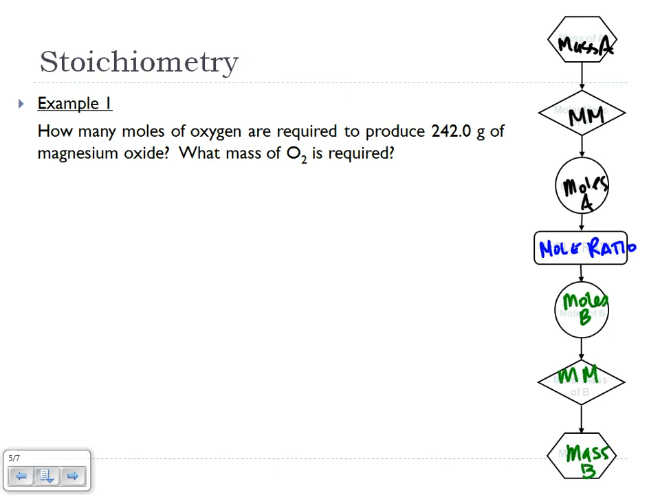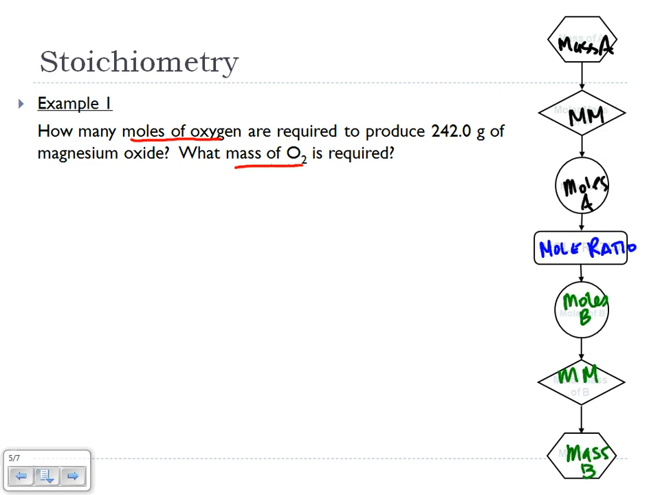All right, so let's look at this example. How many moles of oxygen are required to produce 242 grams of magnesium oxide? What mass of O2 is required? So I'm looking to find the moles of oxygen and the mass of oxygen.